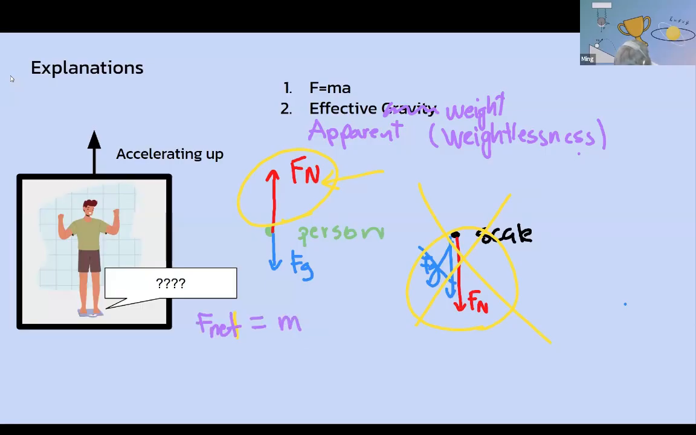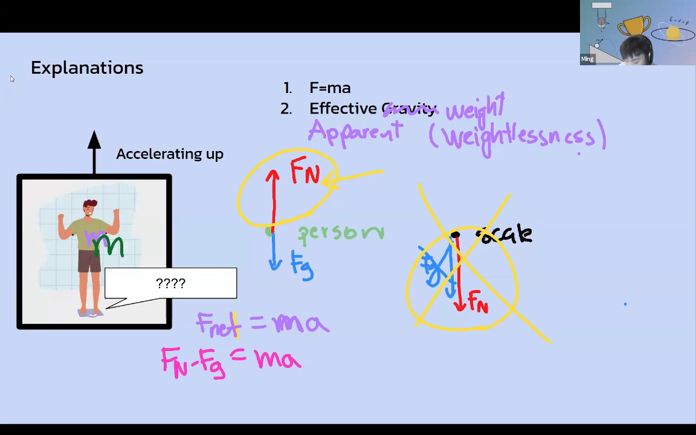And what's m here? m is the mass of the person. This guy has a mass m. So we can write our net force. Do we remember how to do this? We add the forces together. We do the normal force minus the weight of the person, and this is equal to the mass times the acceleration.